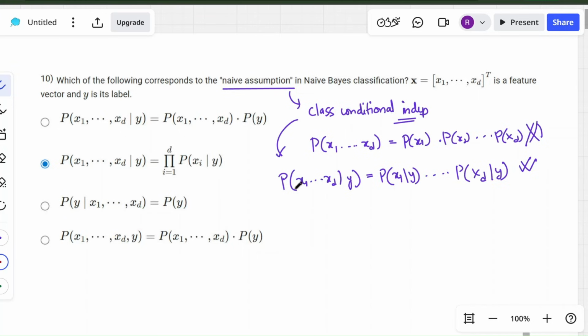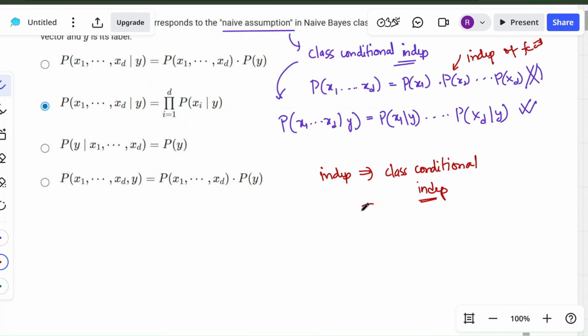One more quick point to notice is that this is called independence of features. Independence implies class conditional independence. So even if you assume independence, the whole naive Bayes will hold true. Sorry, not k-means, the whole naive Bayes will hold true. But the assumption of naive Bayes is not that, it is class conditional independence, which is a weaker condition, right? But the other way is not true. Class conditional independence does not imply independence, and obviously the answer is the second one.